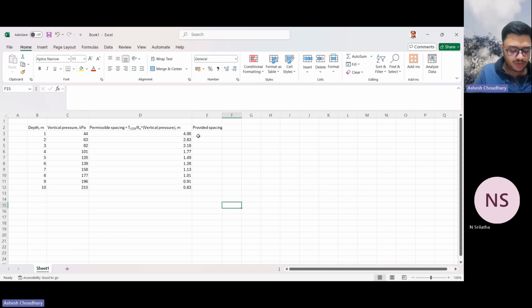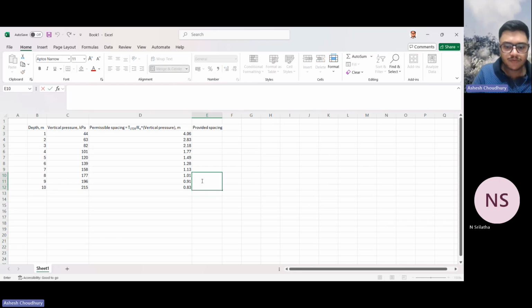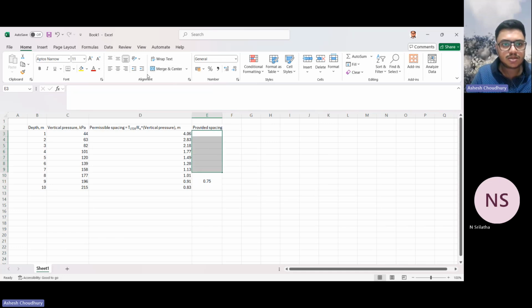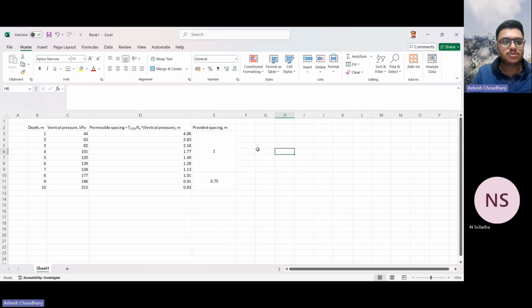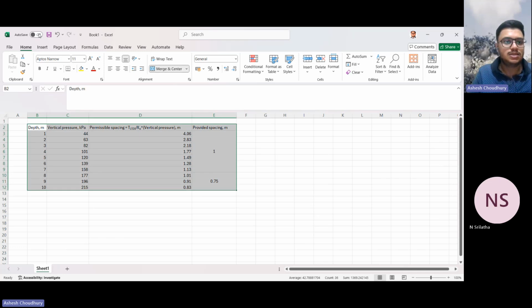So what we can do, if we want to see, is from here to here we can provide 0.75 meter spacing, right? And from here to here we can provide 1 meter spacing. Okay, so this is how we decide the spacing.